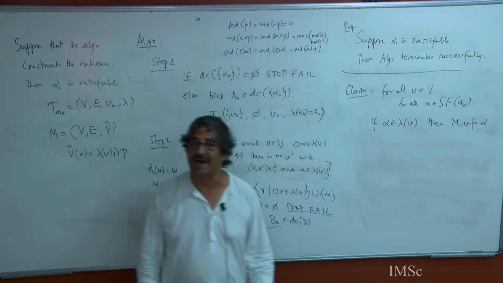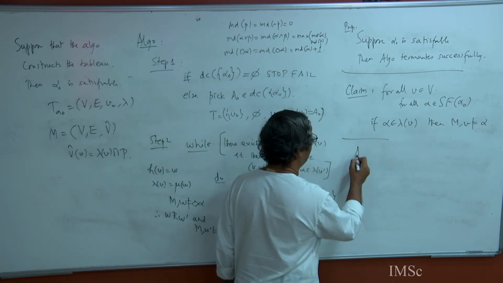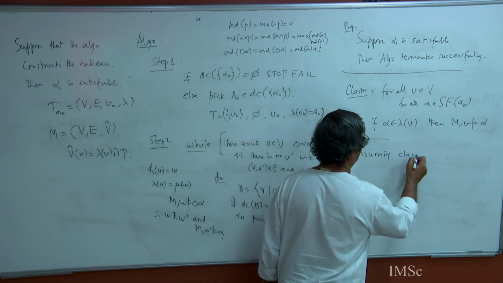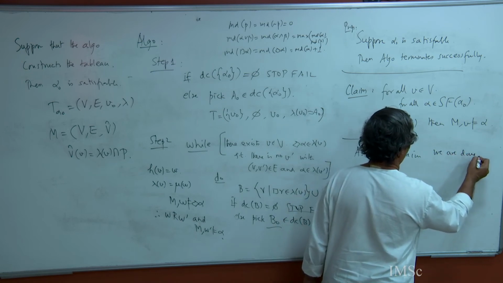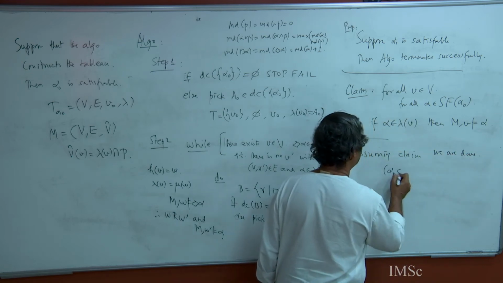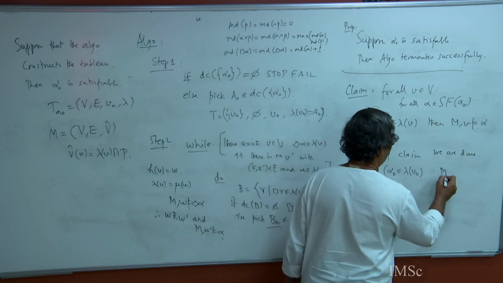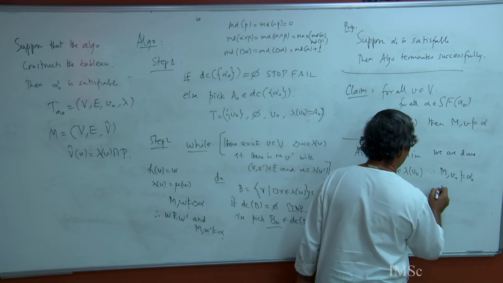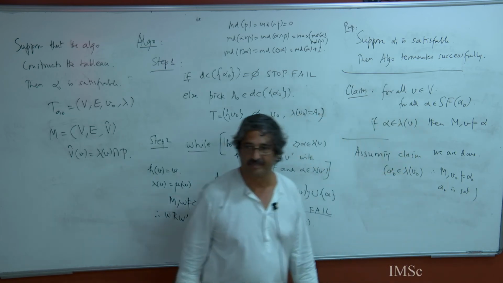If I prove this, I am done. Why? Assuming the claim, we are done. Because alpha naught belongs to lambda of V naught, therefore by the above, alpha naught is satisfiable. Yeah?